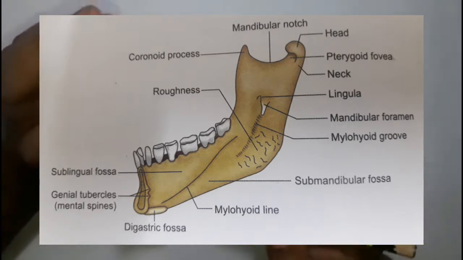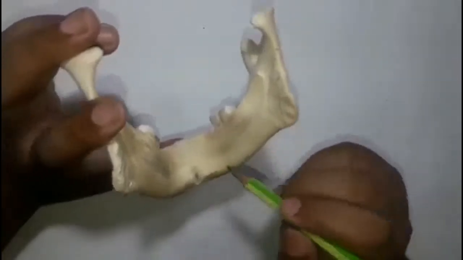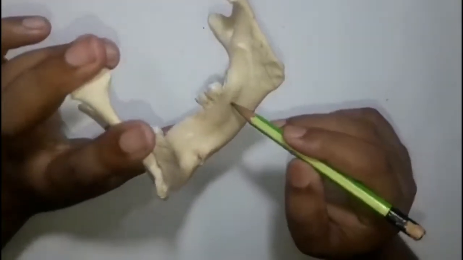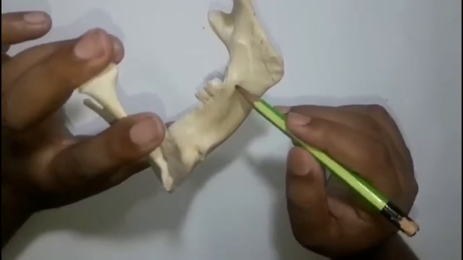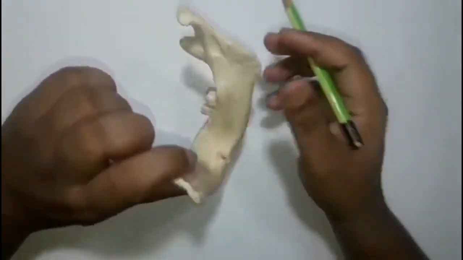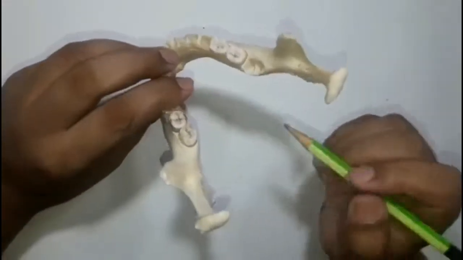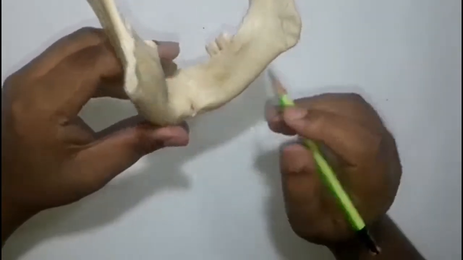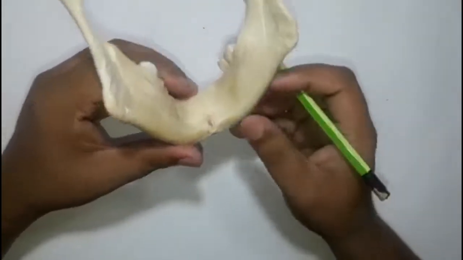First of all, talking about mylohyoid line. It is an oblique ridge. It extends downward and forward from behind the third molar tooth to the midline near the lower border, near the digastric fossa. Mylohyoid muscle is attached to it.